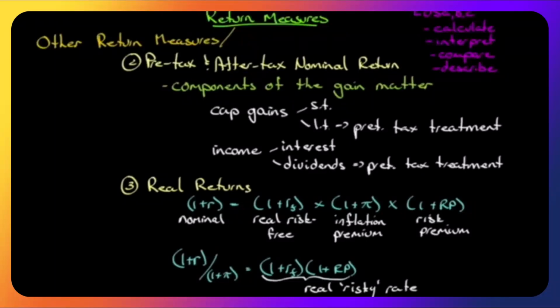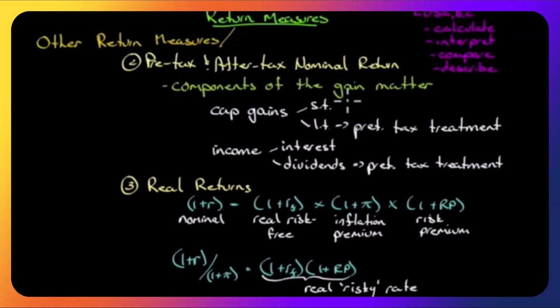Let's remember the components of the gain that we can realize. And when I say the components of the gain, I mean the numerator. Remember, when we calculated the holding period return, we had the numerator, which was a combination of the capital gain or loss plus the income. Well, our capital gains can be of two types: short-term capital gains or long-term capital gains. Long-term capital gains typically have a preferential tax treatment. So all things being equal, we would prefer long-term capital gains to short-term capital gains.